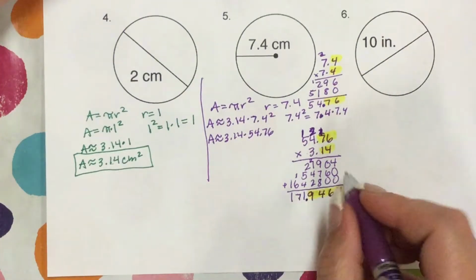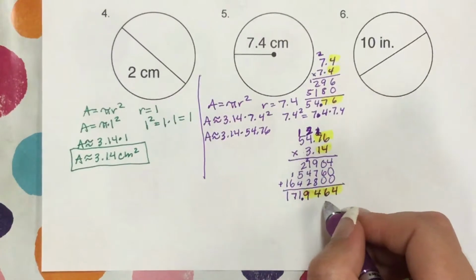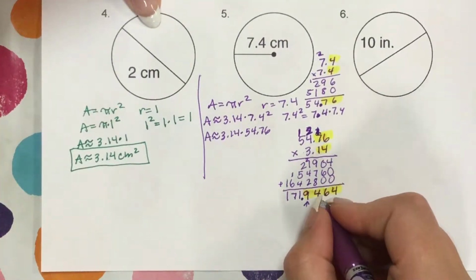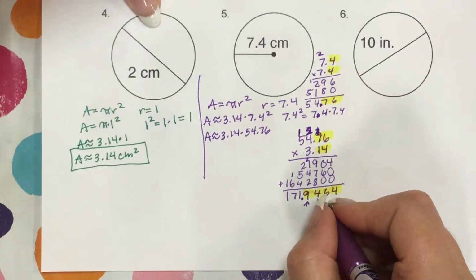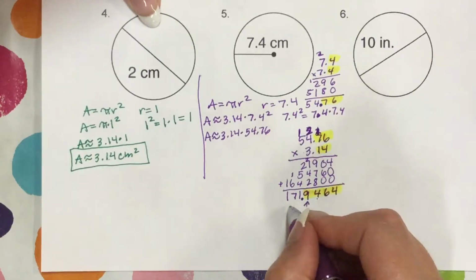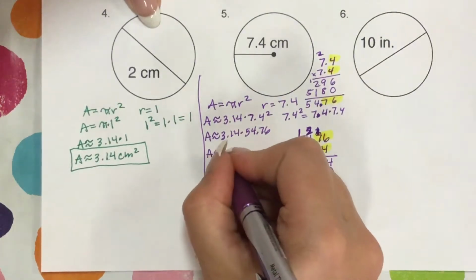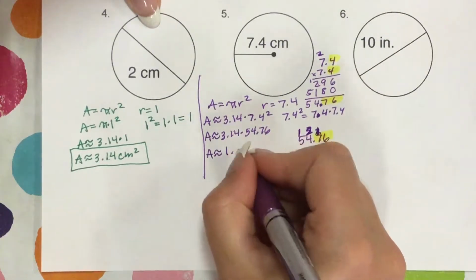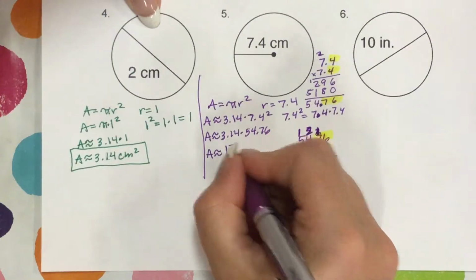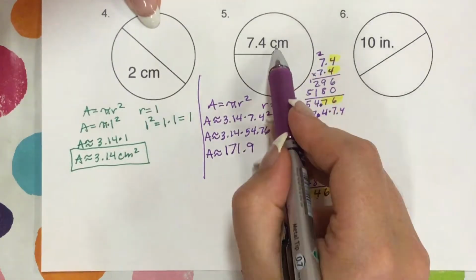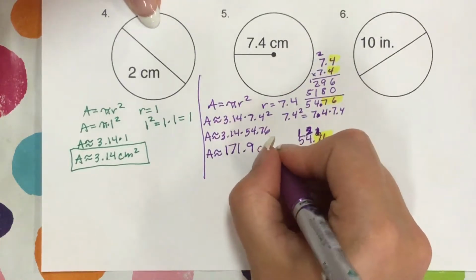Right here, 171.9464. And then we need to round to the nearest tenth, which means we look here. Is this a 5 or above? It is not, so we just keep our answer, 171.9. So our area is approximately 171.9 centimeters squared.